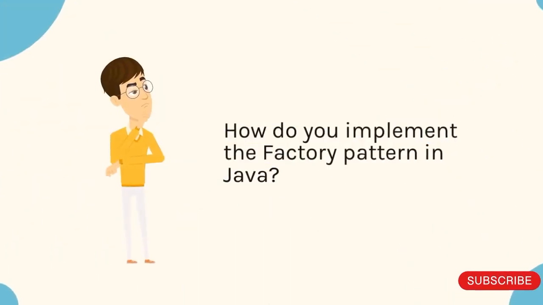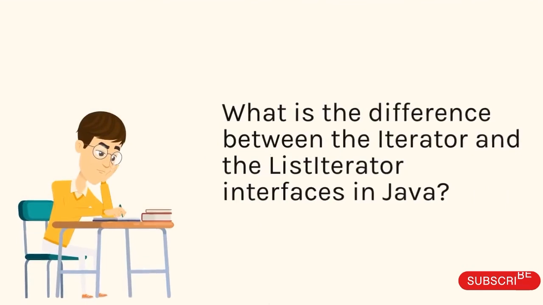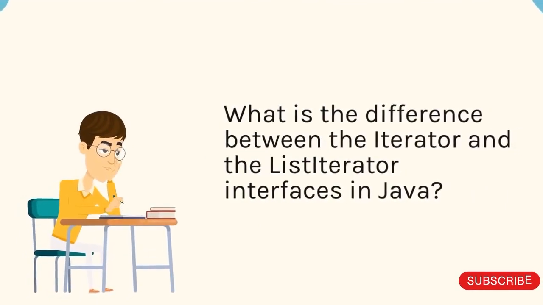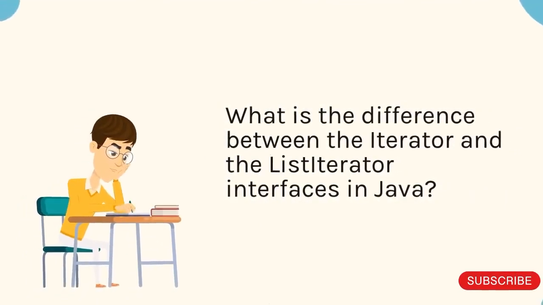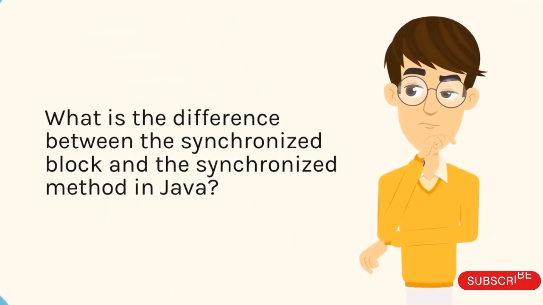How do you implement the factory pattern in Java? What is the difference between the iterator and the list iterator interfaces in Java? What is the difference between the synchronized block and the synchronized method in Java?